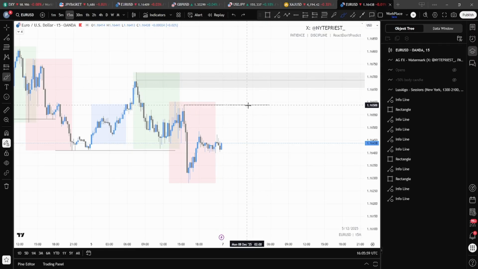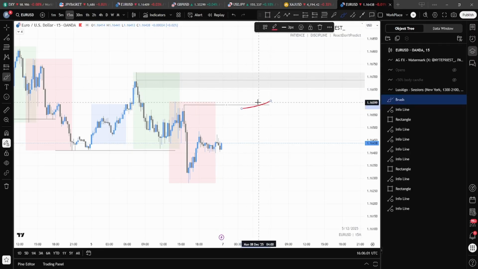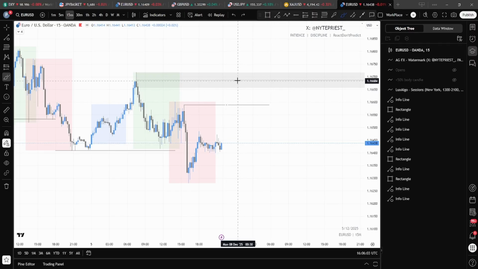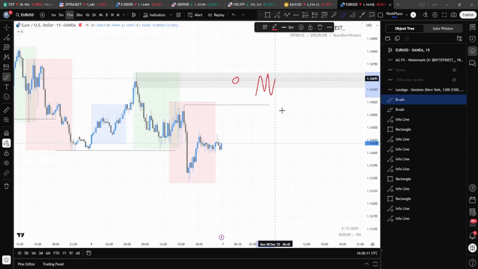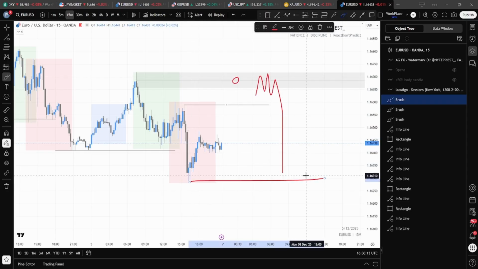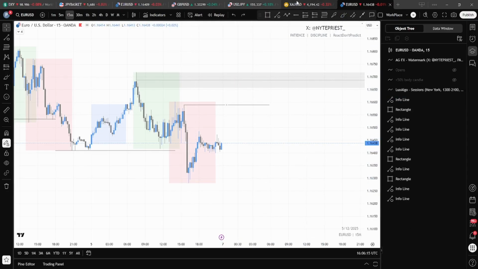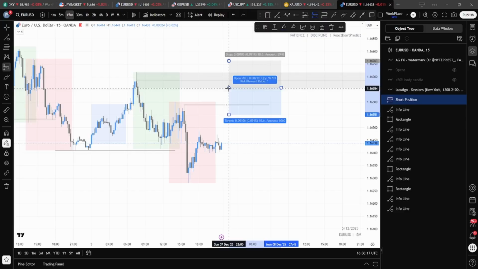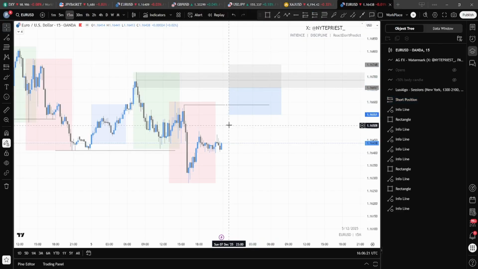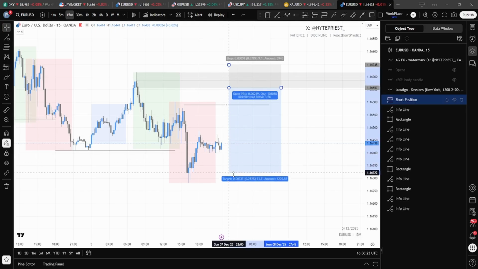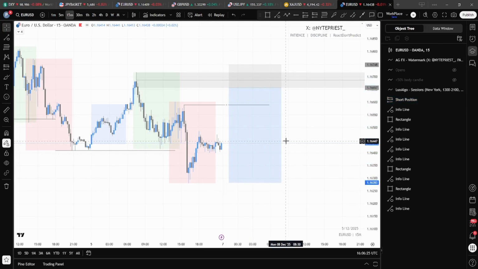Okay, so after sweeping this liquidity and tapping into this supply block, I wait for a fractal confirmation on the lower time frame and then take the price to break this low. So this is the trade idea for the upcoming week.